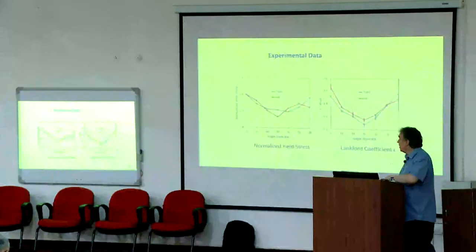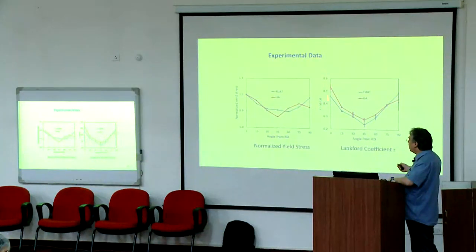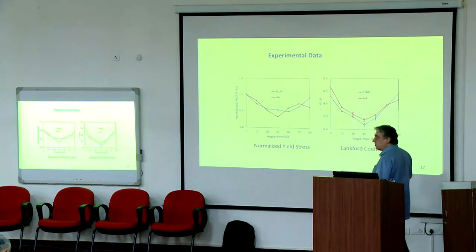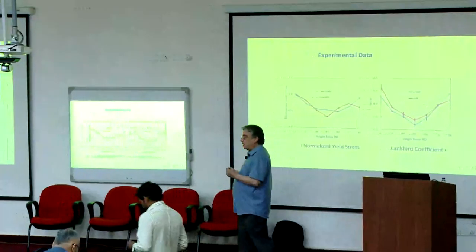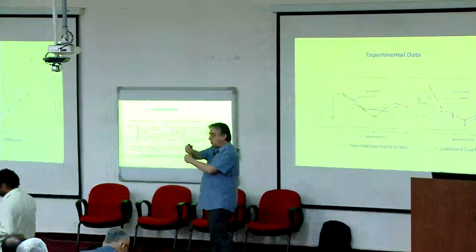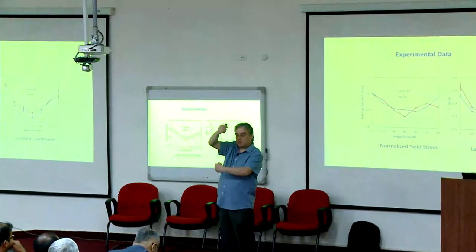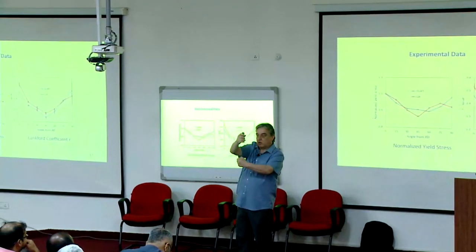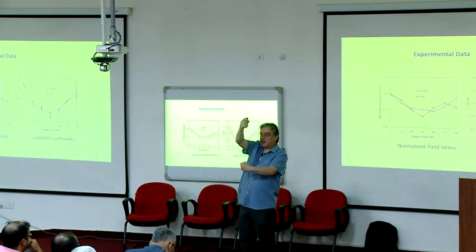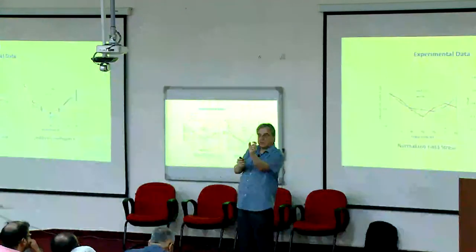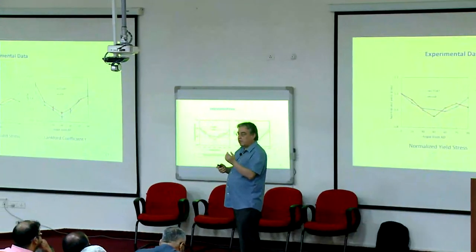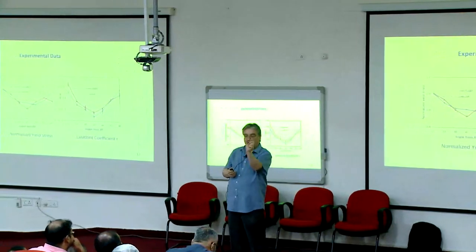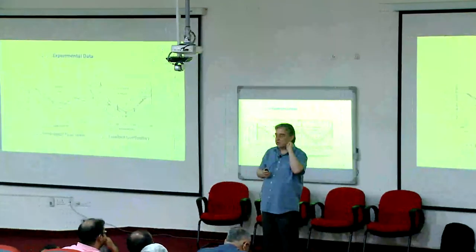On the vertical axis is the R value. This is a mechanical property which tells you the width to thickness ratio. If you do a tensile test on a sheet material, so you're going to extend the length, you're going to reduce the width and reduce the thickness. The R value is the ratio of the width reduction to the thickness reduction.